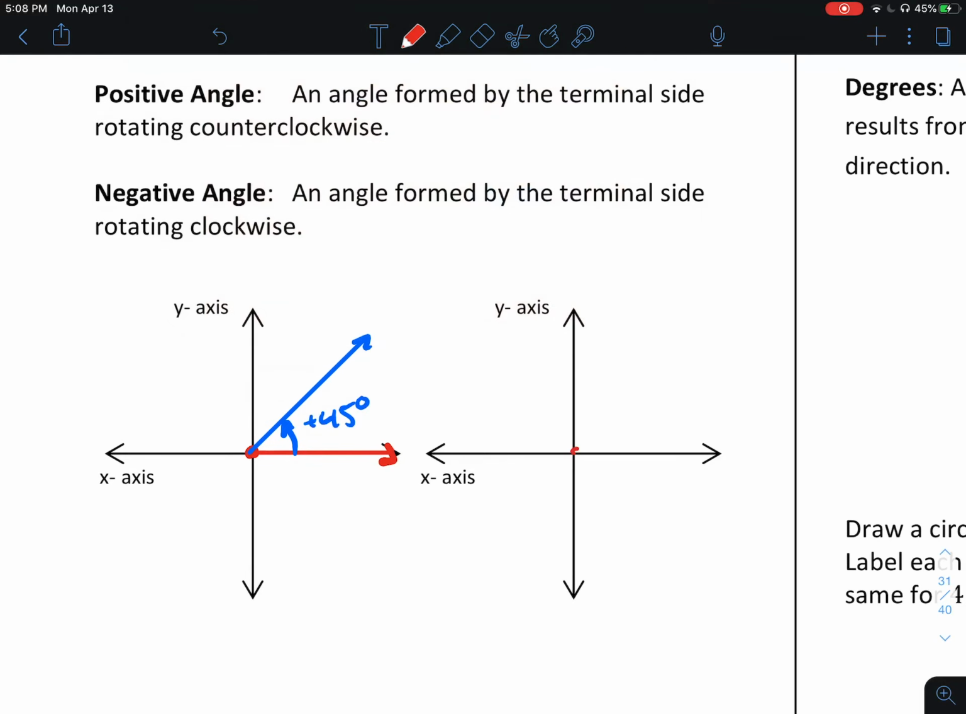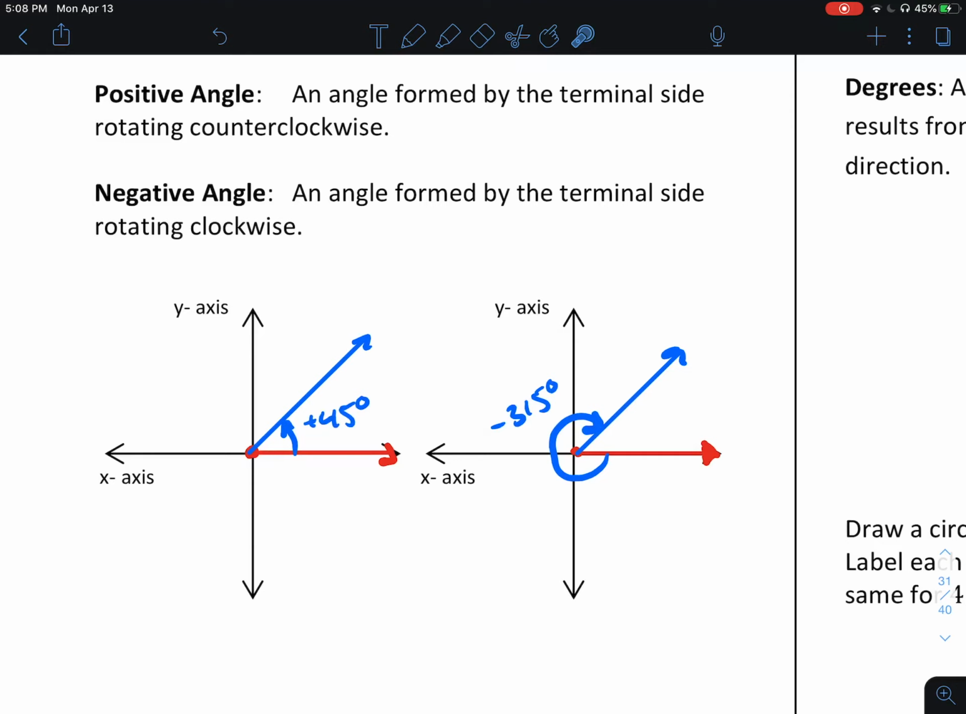We could have the initial side on the positive x-axis, and we could rotate our angle in the clockwise manner, end up in the same position. We would denote that we went in this direction. How many degrees do you think that would be? According to this, if you rotate clockwise, it's a negative angle. So how many negative degrees would that be? That would be negative 315 degrees.